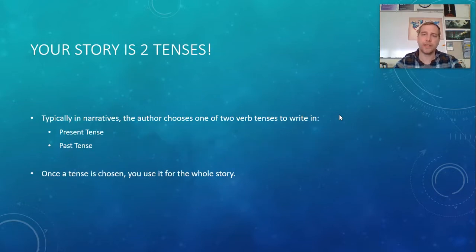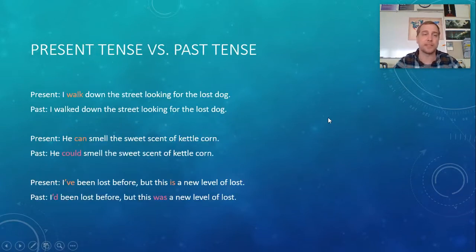And so one of the issues I'm going to tell you about is tenses, right? Typically in narratives, the author chooses one of two verb tenses to write in. It's the present tense or the past tense. And once you've chosen, it's that for the entire story. You're going to hear me say this with some of your narratives: you switched tenses. You switched from the present tense to the past tense. So let's take a look at what that means.